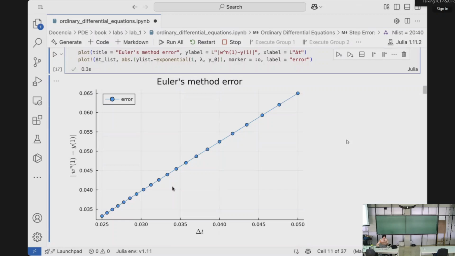This is the error in the solution, and this is delta t. And we see that this is linear. So each time I make the delta t a bit smaller, the error is smaller, but it's linear dependence. And we would like methods that are a bit better than this, so that I don't have to use a very extremely small delta t to get a good solution, right?